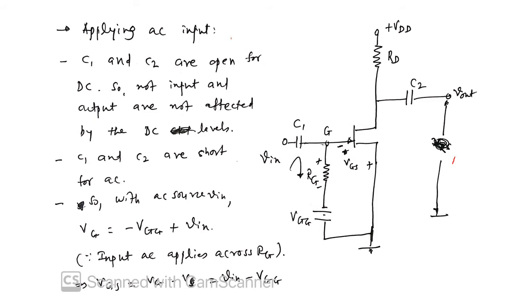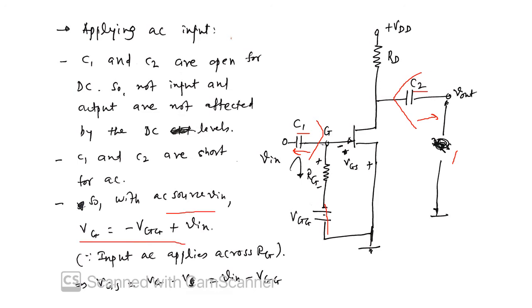I've shown the same network again. Now what is the job of C1 and C2? C1 and C2 are both capacitors which block DC. For the previous DC biasing network, these parts before and after were not there. But now for AC analysis, C1 and C2 are both shorted, and we remove the DC source. So we look at the AC source, that is Vin.